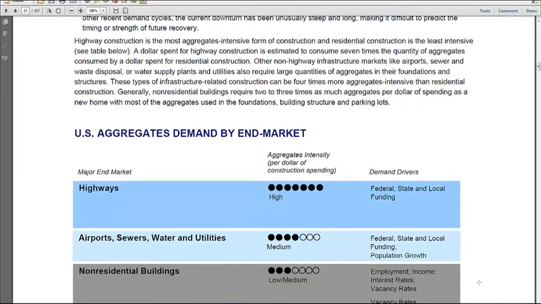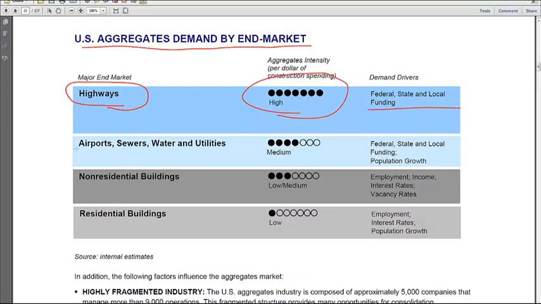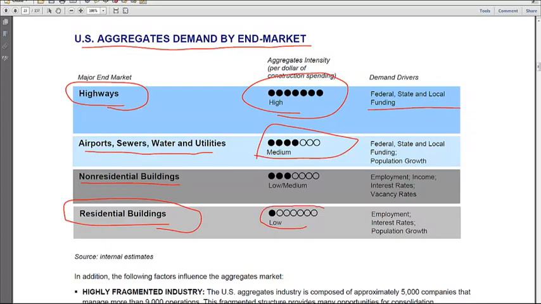Okay, if we go to page 7, there's a handy chart, U.S. aggregates demand by end market. Highways are the big demander. They use a lot of these aggregates, depend on federal, state, and local funding. Airport, sewers, water, and utilities are next. Then non-residential buildings, so these are things like hospitals or municipal buildings. And then finally residential buildings, which use a low amount of these aggregates.